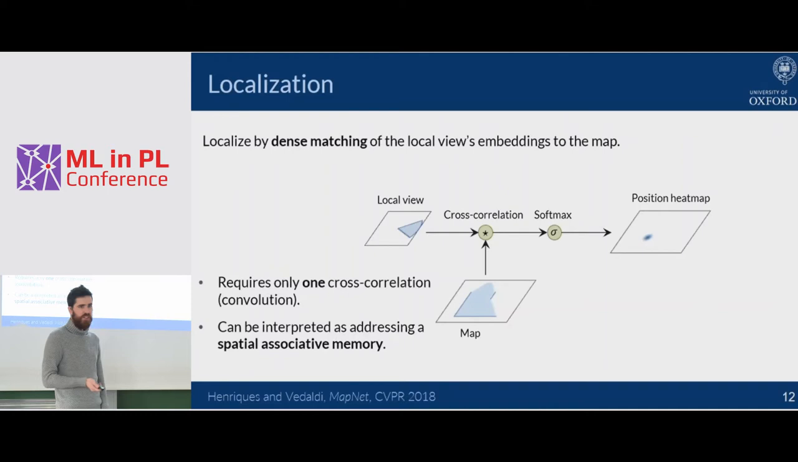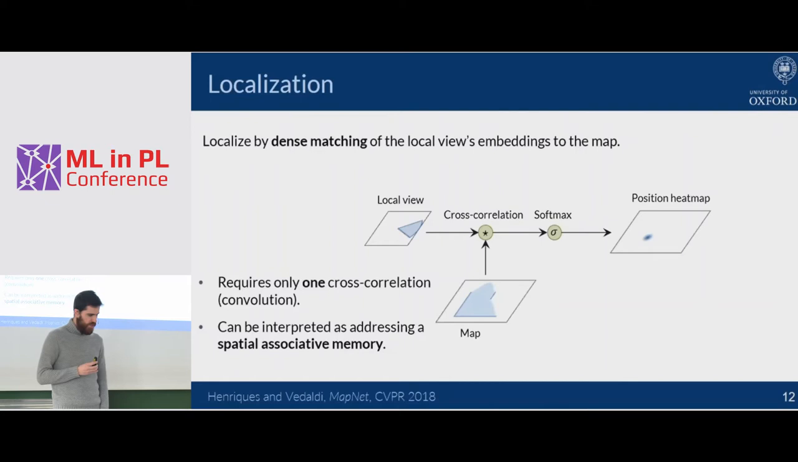We do this in the most straightforward way, which is just dense matching. You essentially try all possible positions and attribute a score to each one of those. And that will give you the overall position. That's equivalent to a cross-correlation operation or convolution. People sometimes use them interchangeably; there are some subtleties there. And then you just use a common softmax operator, which is used in deep networks, to turn scores into a normalized probability.